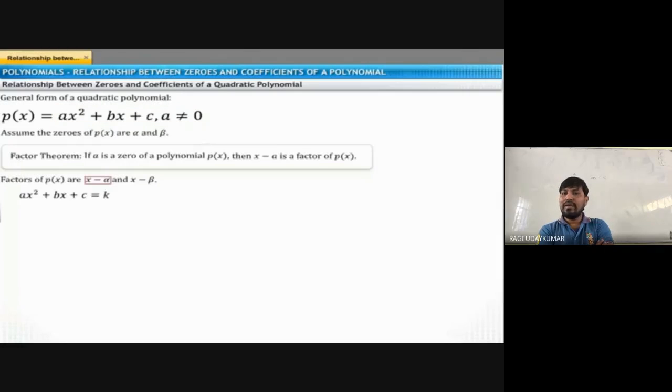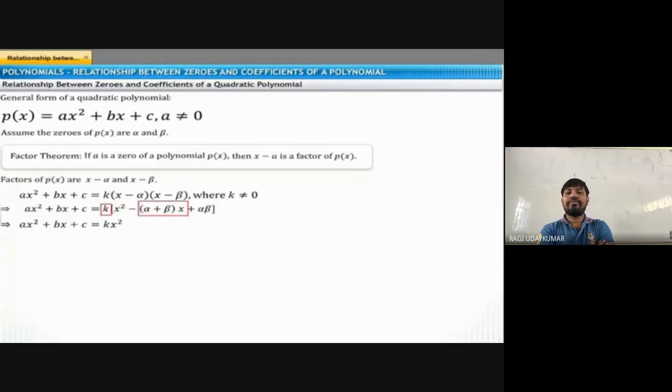So there will be a constant also, k, multiplied with x minus alpha and x minus beta. Then on simplification, you are going to get it as k into x square minus of alpha plus beta into x plus alpha beta. And when you compare the coefficients, k is multiplied inside. Now compare the coefficients.